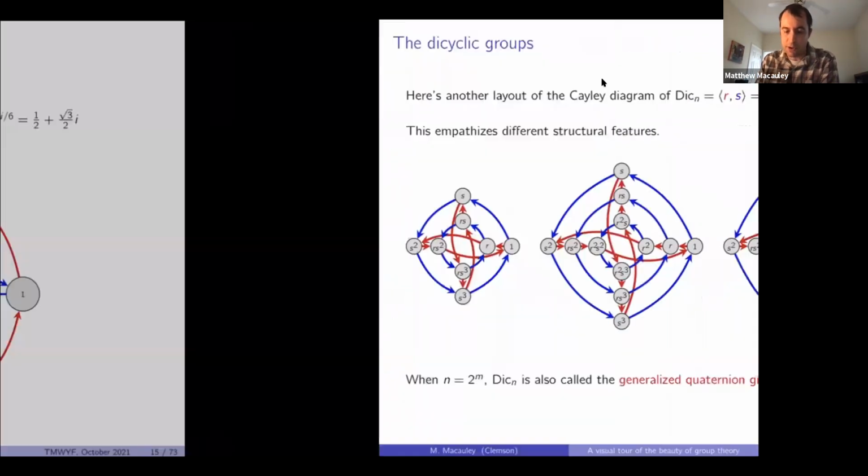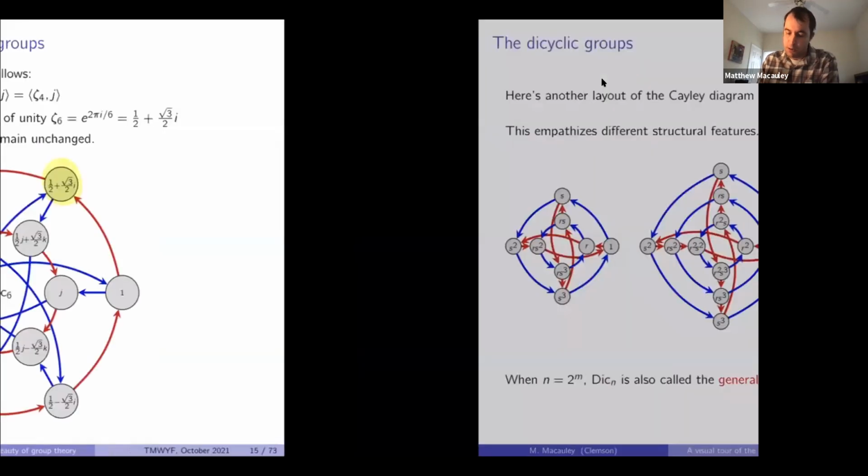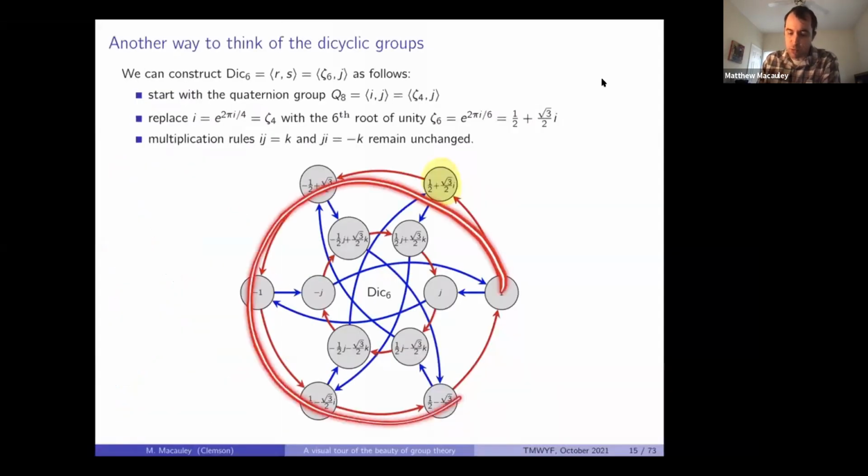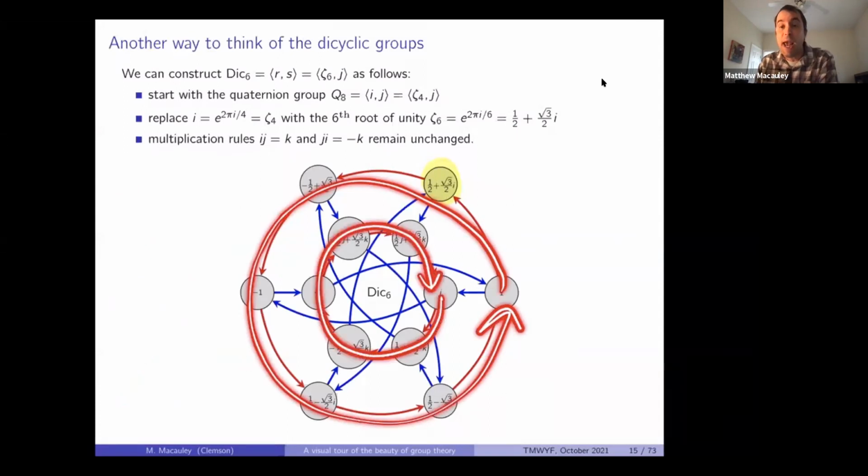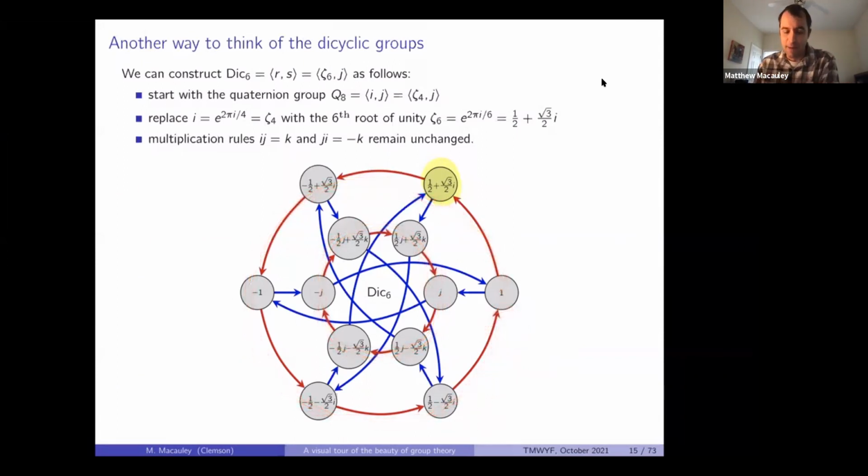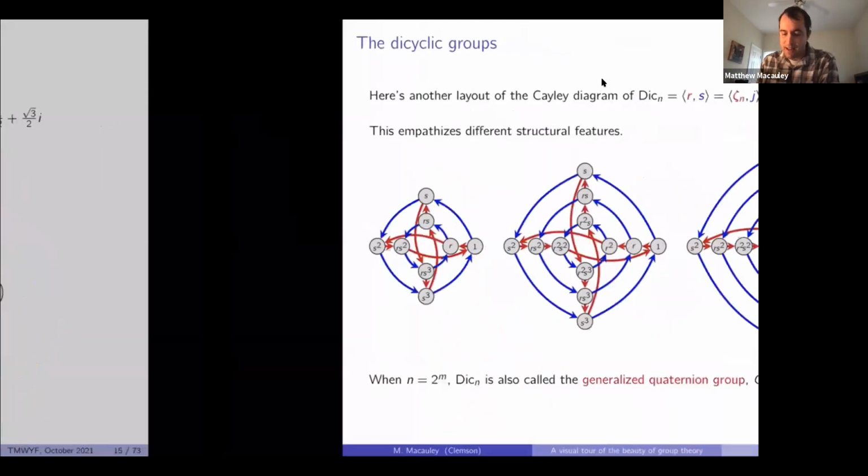So here's another way to view this group. Think of this as the roots of unity, and think of these as the roots of unity multiplied by J, the imaginary number. Yeah, this is why engineers should not use J for the imaginary number. You know what I mean. So if you rewire this thing, you've got these like this.